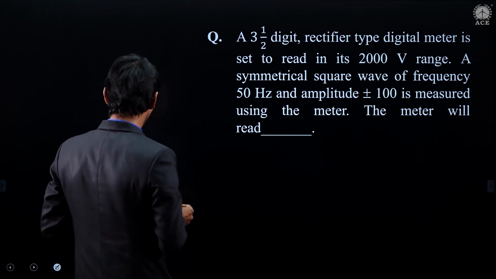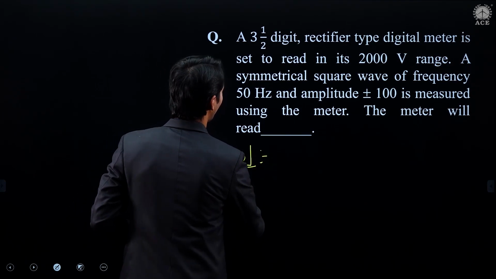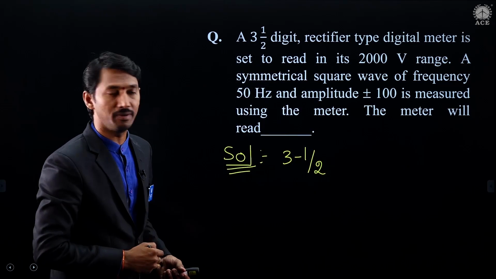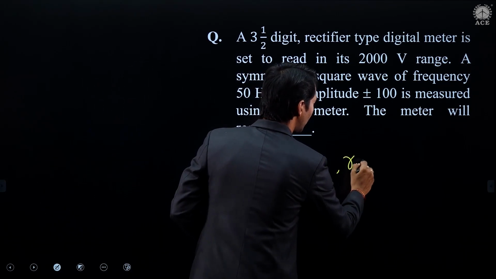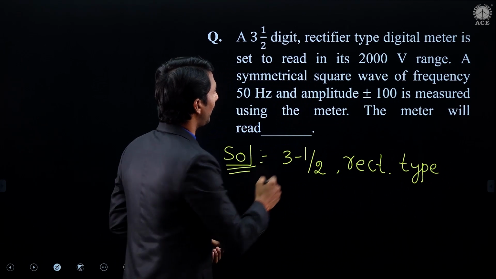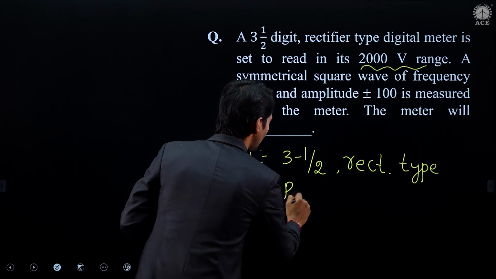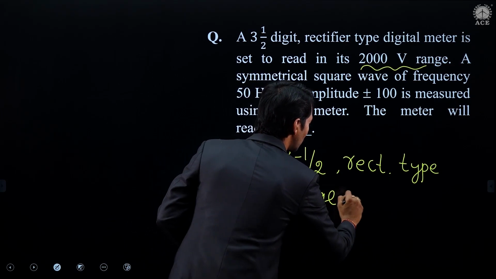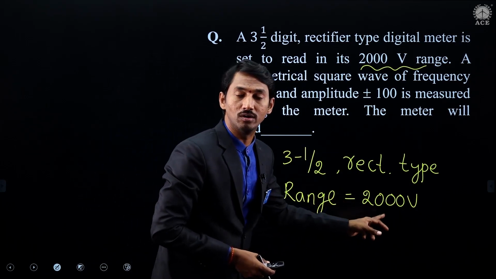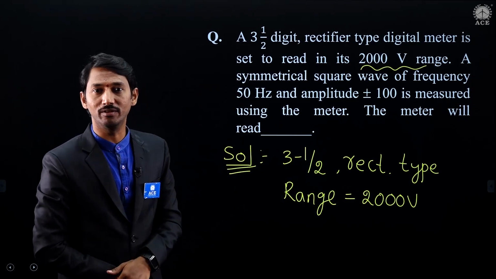Okay. Let us write the given data first. So a 3.5 digit rectifier type digital meter is given. Sir, what is the range? Range given is 2000 volt. Means 2000 volt is nothing but the extended range. 1000 volt is the normal range because it is a fractional type of device.